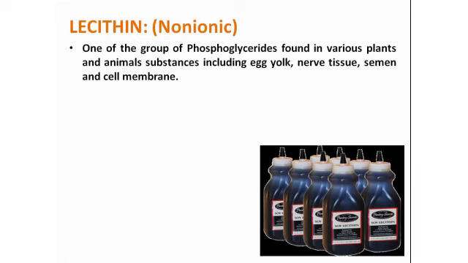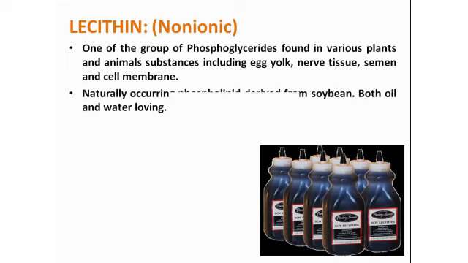The most commonly used emulsifying agent is lecithin. Lecithin is a non-ionic emulsifier. What is lecithin? It is one of the group of phosphoglycerides. It is found in various plant and animal sources. Basically, lecithin is available in egg yolk, nerve tissue, semen, as well as in the cell membrane.